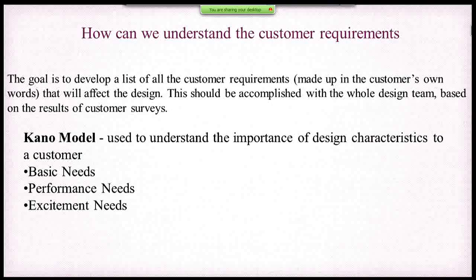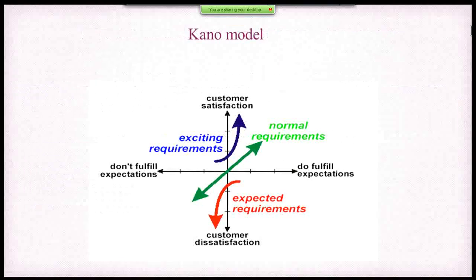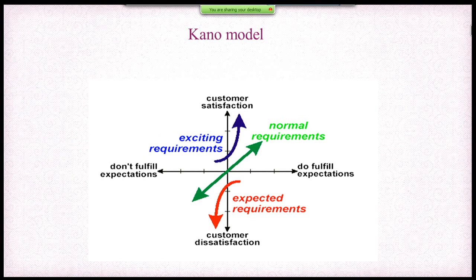How can we understand the customer requirements? We use a model called the Kano model, which gives 3 important needs. Those needs are the basic needs, performance needs, and excitement needs. In the Kano model, what we understand by seeing this graph is that if the basic needs are not satisfied, that is, if the unspoken needs of the customer are not satisfied, then it will lead to the dissatisfaction of the customer, which is represented by the red arrow.